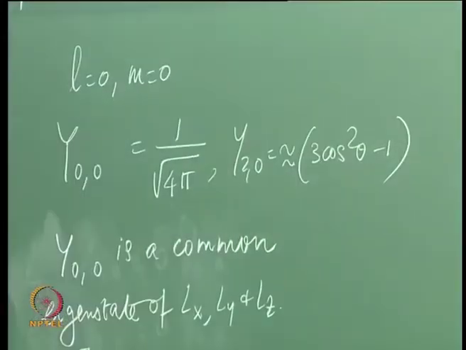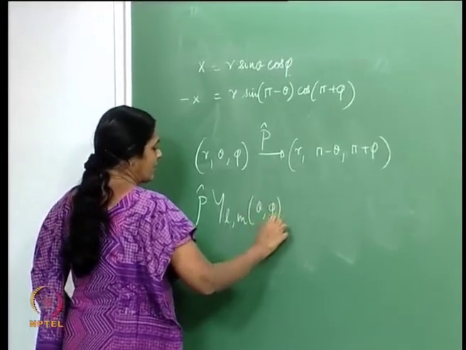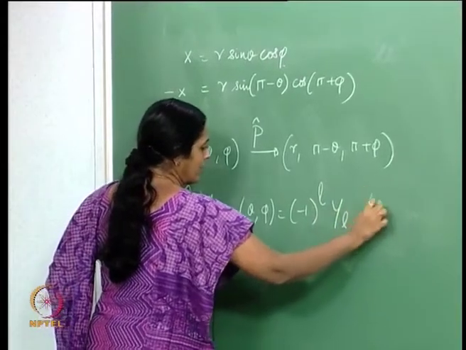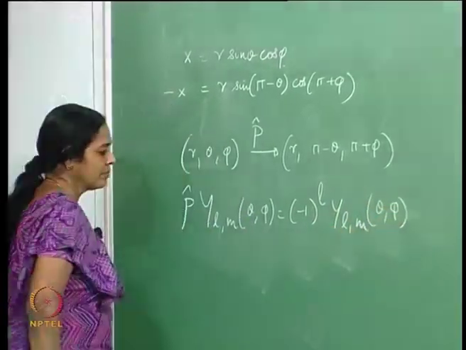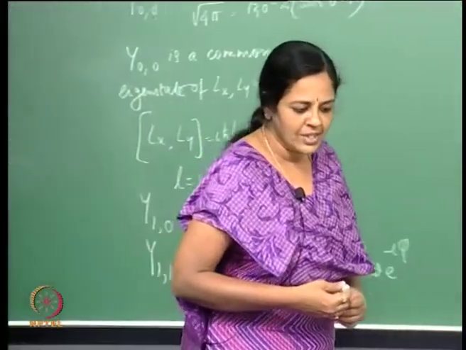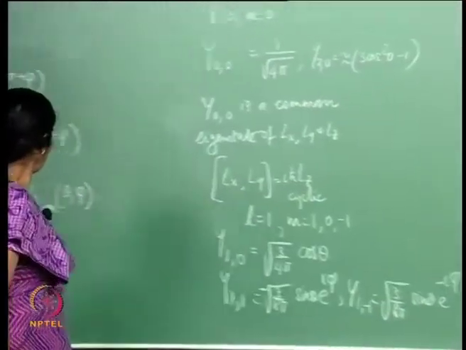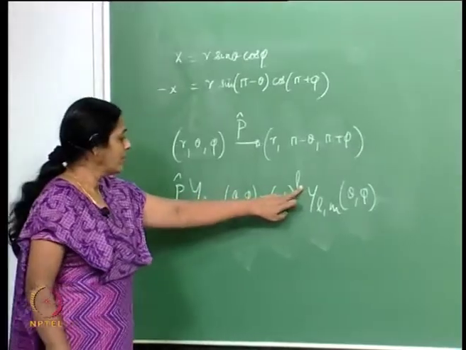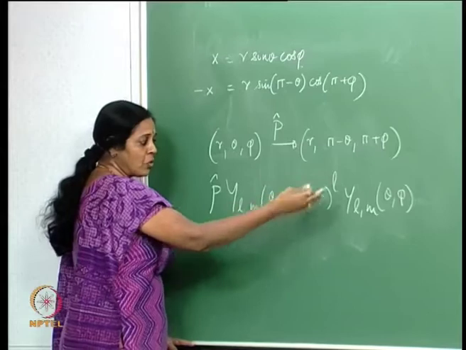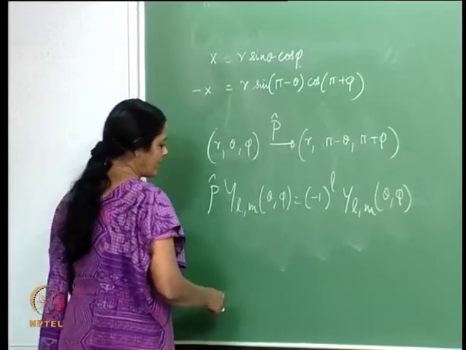So, the parity of YLM of theta phi, by inspection I have written it, is minus 1 to the L, and it is an eigenstate of parity. So, these angular wave functions have definite parity, and it is given by minus 1 to the L. So, when L is equal to 0, it is parity plus 1, L is equal to 1, 3 and so on, minus 1, L is 2, 4, plus 1 and so on. So, these are definite parity states.